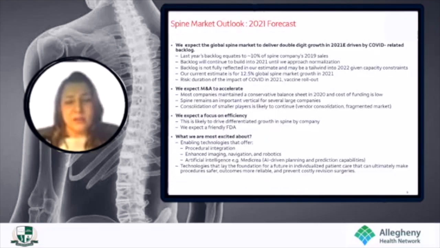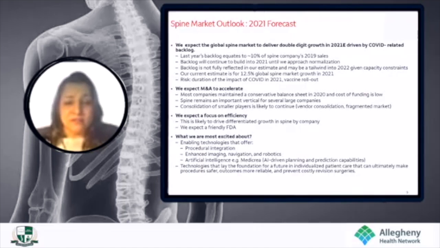Looking ahead, how do we think about 2021? I think there are a few key takeaways. Firstly, we expect the global spine market to deliver double-digit growth in 2021, driven by the COVID-related backlog. Last year's backlog, by our math, equates to about 10% of spine companies' 2019 sales. And we think that this backlog will continue to build into 2020 until we approach normalization.